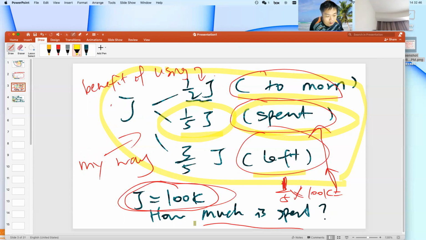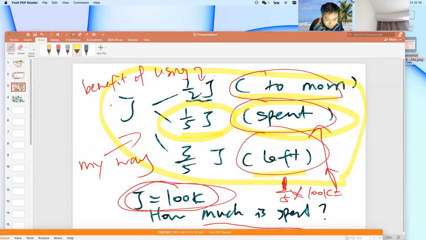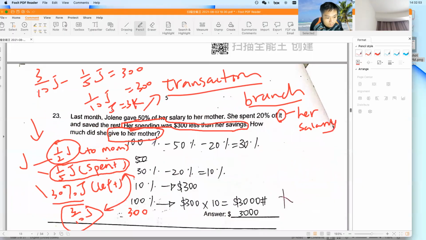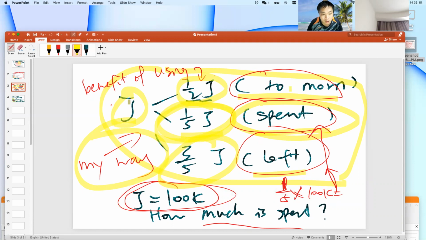Because I think this is not the first time I see you miss out. So if you tend to make mistakes because you never read the question right, then you should adopt this practice. This is my practice. You should adopt this practice because the branch is so clear cut. To mom is this, spend is this, left is this, total is this. So what you want, I always ask what the question wants. I just pick from my branch.